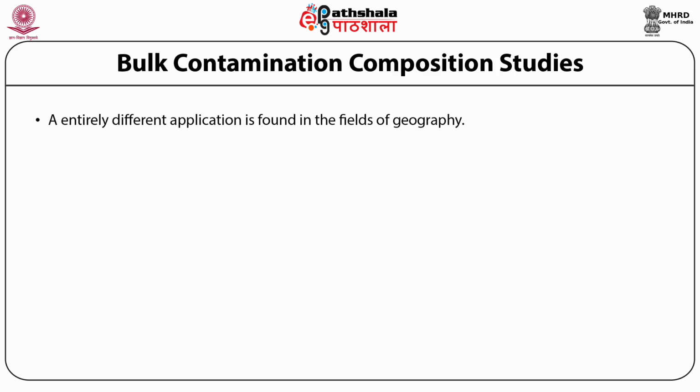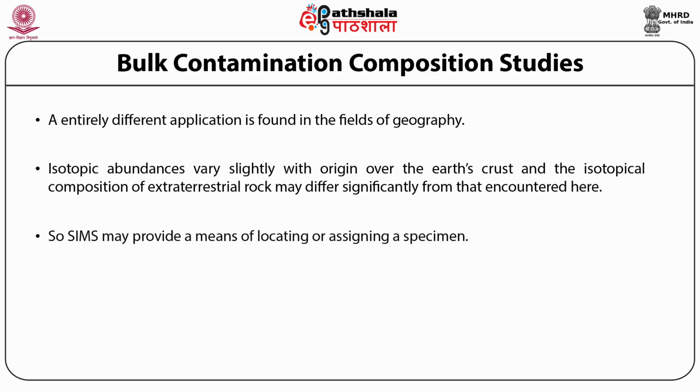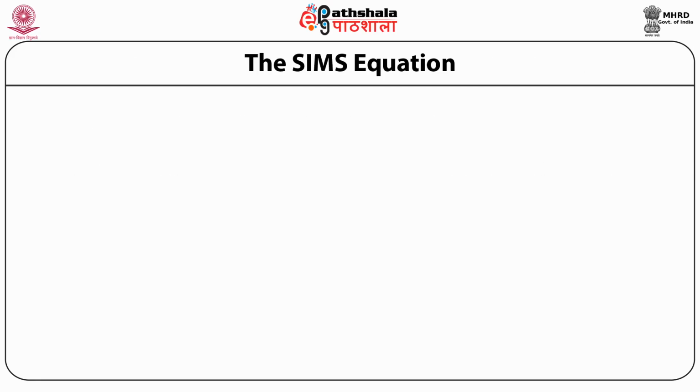An entirely different application is found in the field of geography. Isotopic abundances vary slightly with origin over the Earth's crust, and the isotopic composition of extraterrestrial rock may differ significantly from those encountered here. So SIMS may provide a means of locating or assigning a specimen. The mathematical expression that is used for SIMS is explained. It gives the SIMS equation.